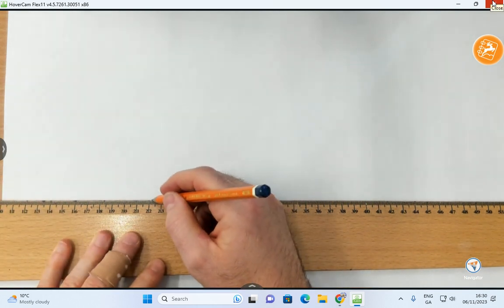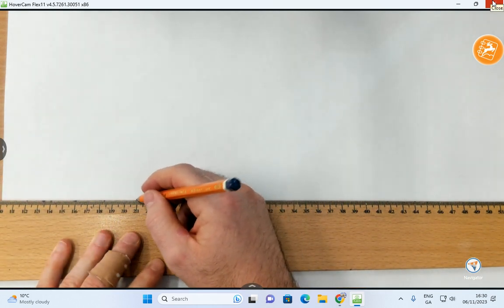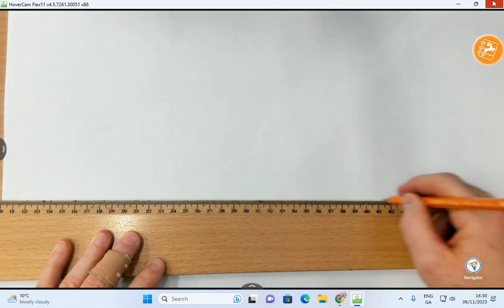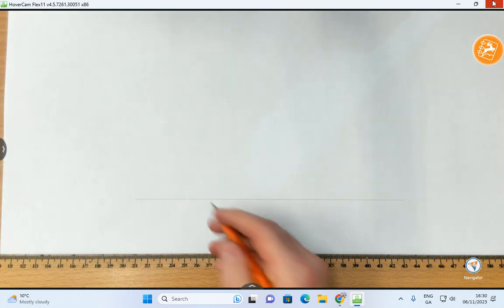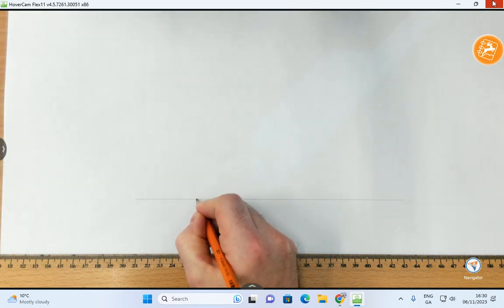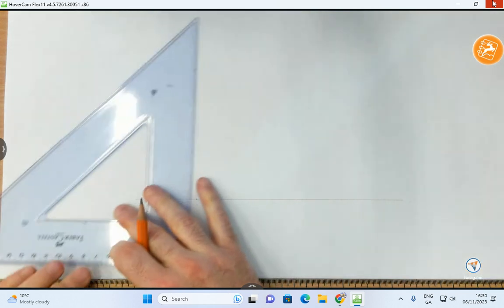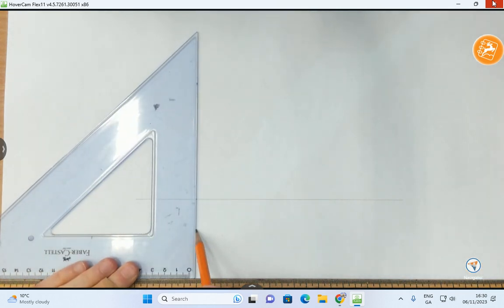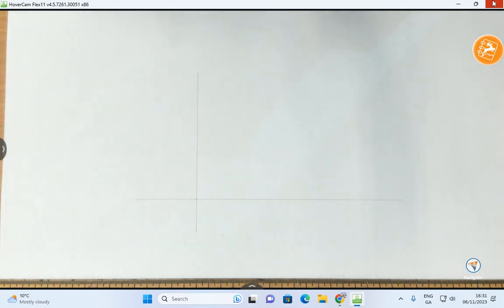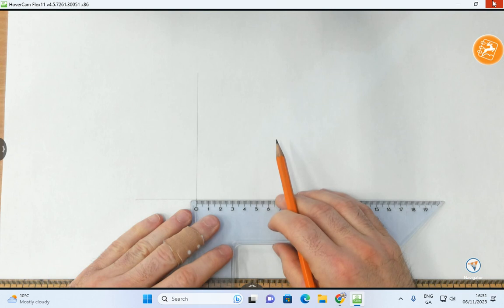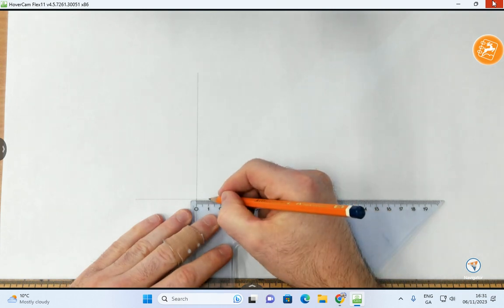I'm going to start off by just doing a line. Okay, there's my line. Now on that line, I'm going to pick this right here as my start point. From there, I'm going to do a vertical line as well, nice and light.